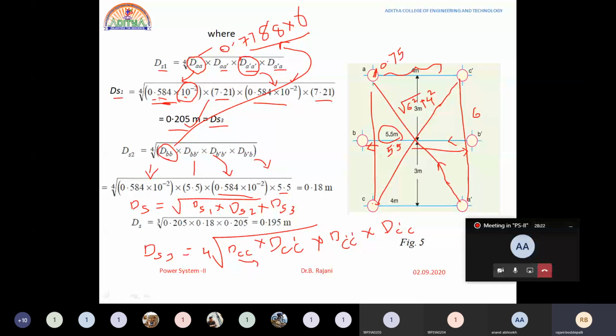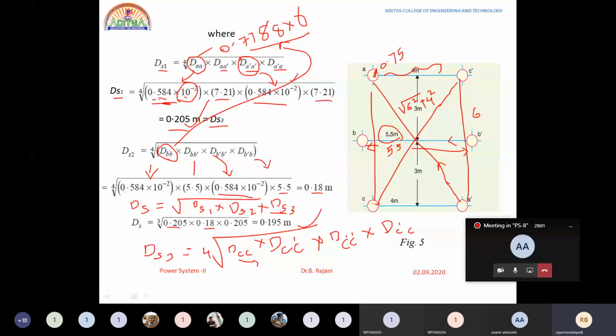DS1 is whatever we have for conductor A, that is this value 0.205. And whatever we have for DS2 is 0.18. Next, DS3 is equal to DS1, so it is 0.205. So this gives you the value 0.195 meters. This is how we need to find the self GMD for any particular diagram.